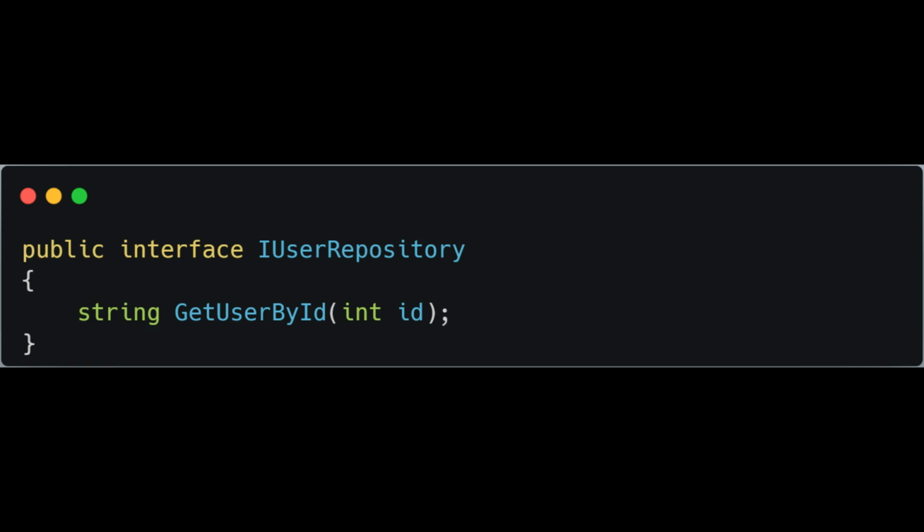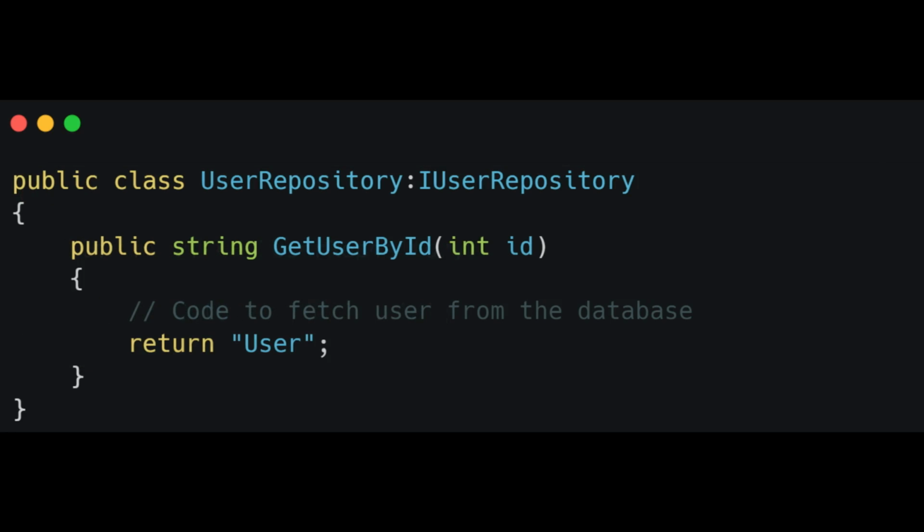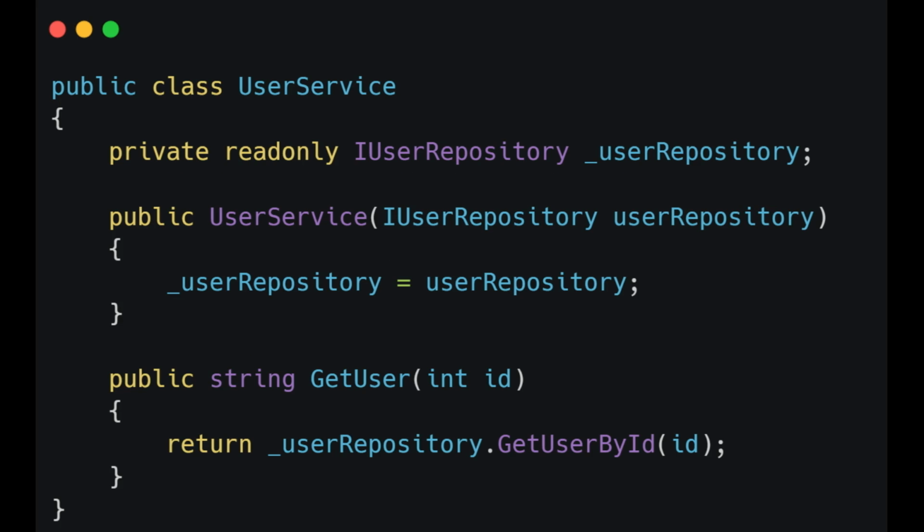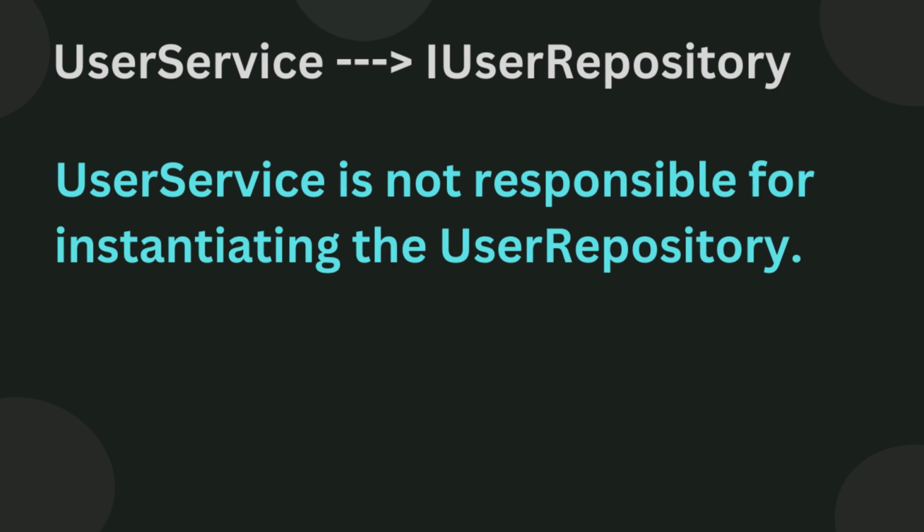We have introduced an interface IUserRepository with method getUserById. UserRepository implements the IUserRepository interface. Now UserService depends on the IUserRepository. The UserService class depends on abstraction, not on concretion, which makes UserService and UserRepository loosely coupled. UserService is not responsible for instantiating the UserRepository.